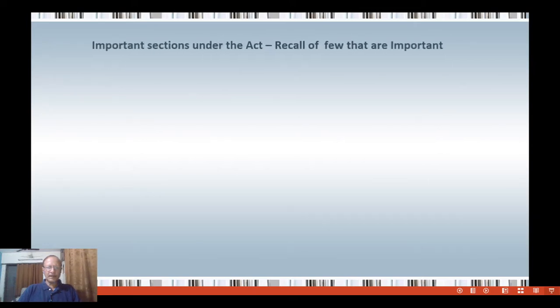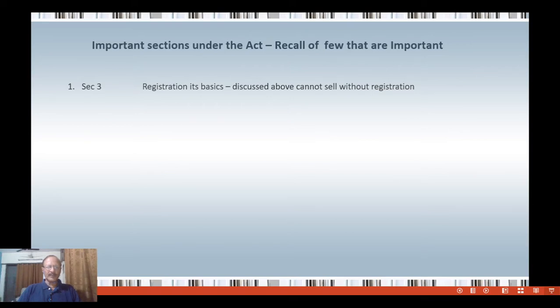In today's discussion, we shall recall the first part of the important sections under the Act that you should be aware of and you should know. There are some sections that we have not discussed and which we shall discuss today. So, let us go to the slide straight away. In the slide, we have discussed all sections earlier except section 6, which we will see in detail below. We will touch upon others also.